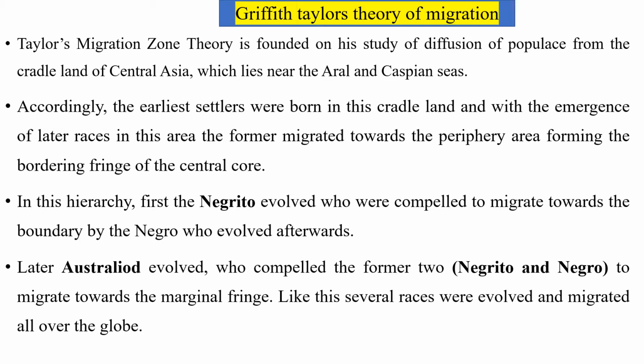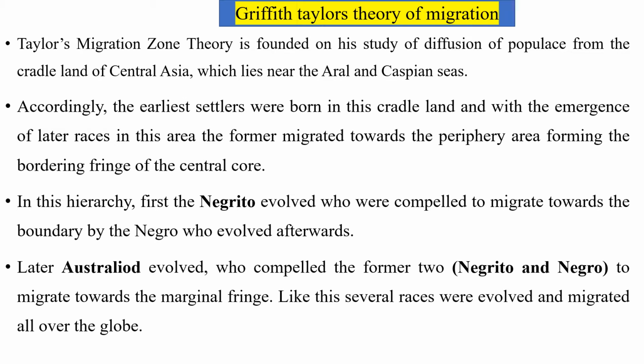Griffith Taylor was a great human geographer and he postulated the theory of human migration. According to him, human beings developed in a specific part of the world, and after that the first man started to travel worldwide and settled in different places. Such things have been described by Griffith Taylor.